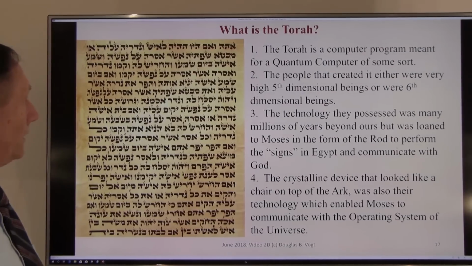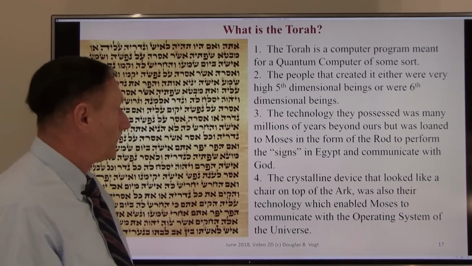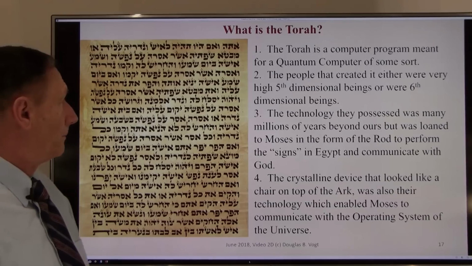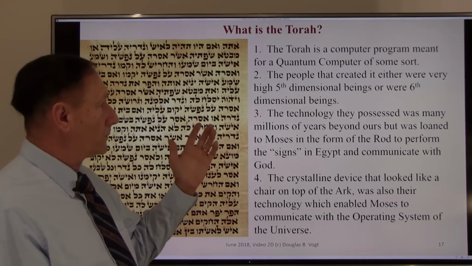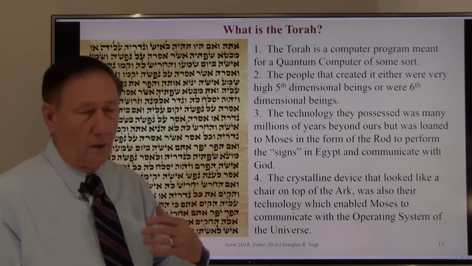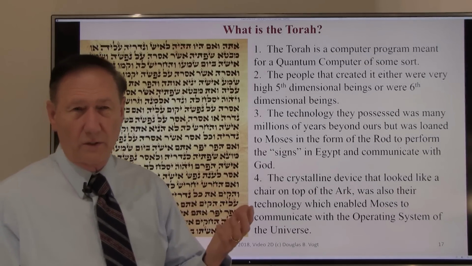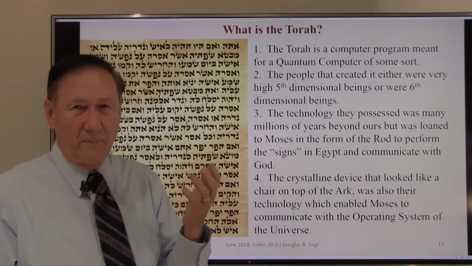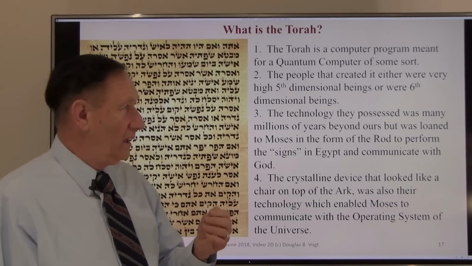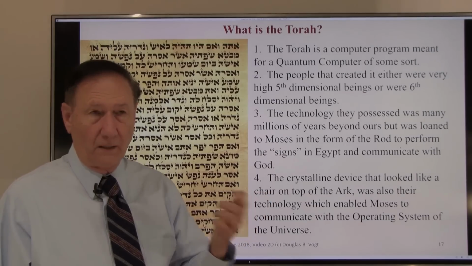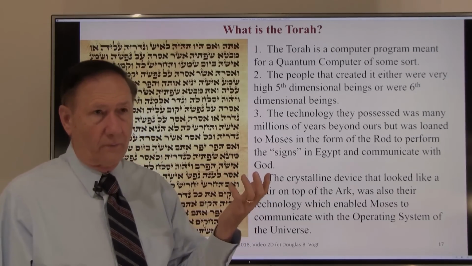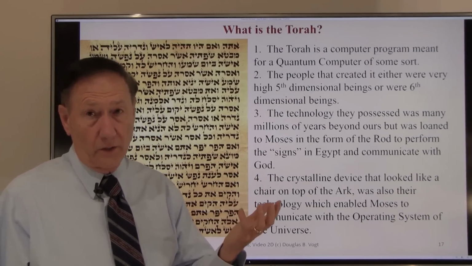Okay, what is the Torah? The Torah is a computer program meant for a quantum computer of some sort. We've only been doing computer technology since the late 40s. It's only been 70 years. Imagine societies and what their computers would be like 5, 8, 10, 20 million years in the future.